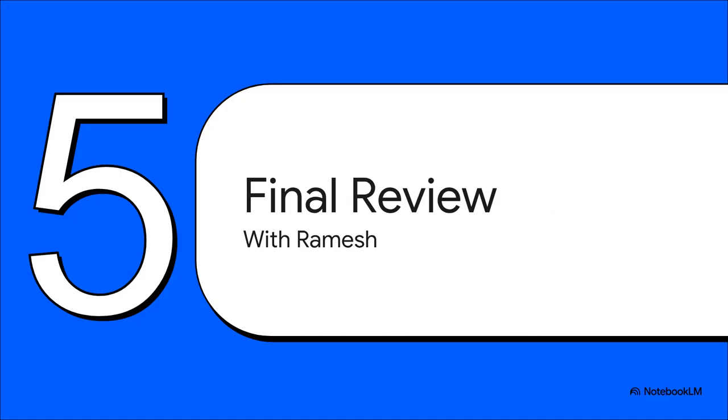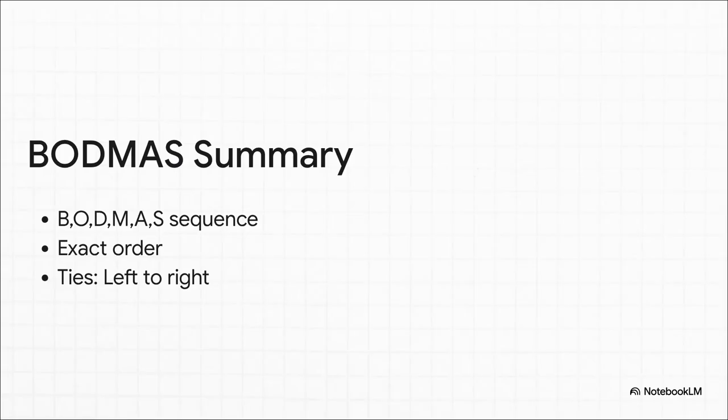Let's head to our last stop, Section 5, Final Review with Ramesh. Let's just make absolutely sure this information stays locked in your memory forever. Here is your ultimate cheat sheet to take away. Number 1. Always remember the sequence. Brackets first, then orders, then division and multiplication, and finally addition and subtraction. BODMAS. Number 2. You must complete the steps in this exact sequence. Math is an exact science, and this sequence is the law.